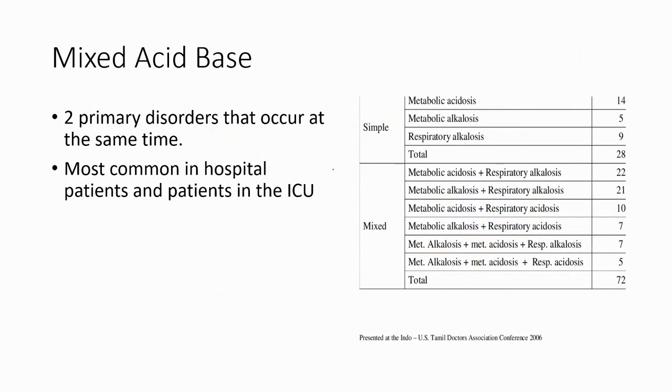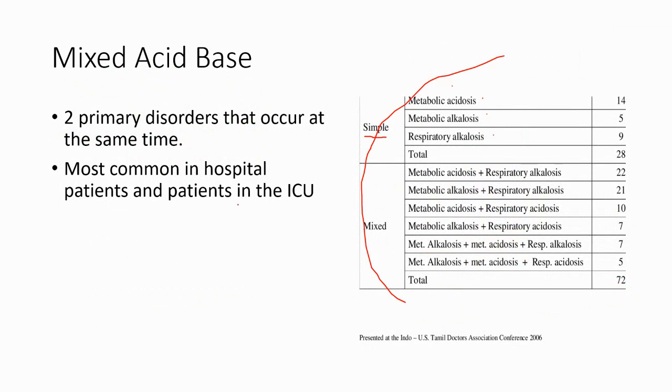Mixed acid-base, you do not need to memorize this. This is just something I wanted to show you. Two primary disorders that occur at the same time. This is a simple acid-base disturbance. We just talked about it: metabolic acidosis, metabolic alkalosis, respiratory alkalosis, and then the other one would be respiratory acidosis, which was probably up here and I got cut off.